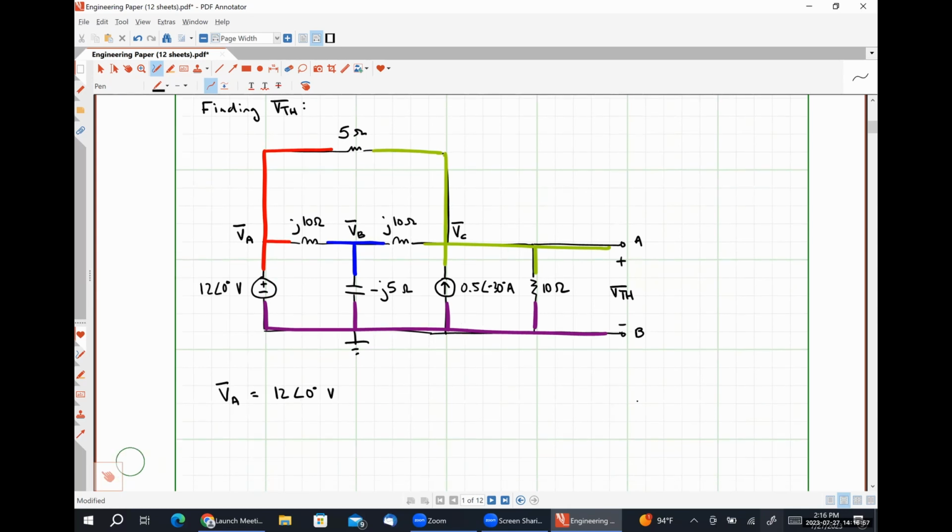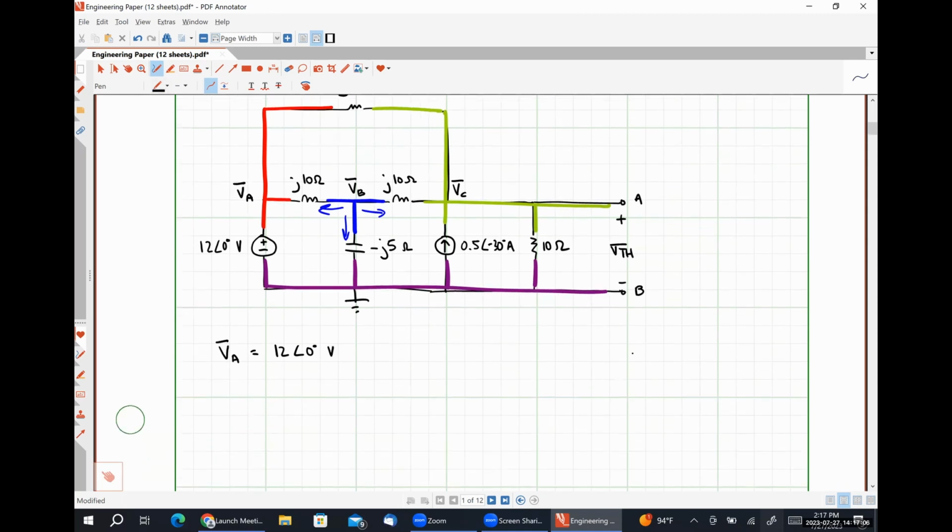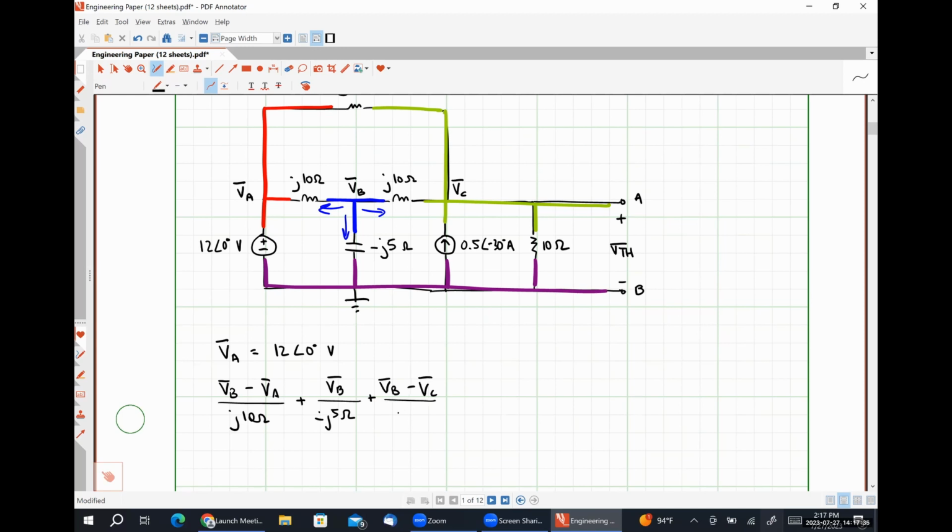Moving along, performing KCL at node B, I'm going to be adding this current plus this current plus this current together. So that's going to look like VB minus VA divided by J10 ohms plus VB divided by minus J5 ohms plus VB minus VC divided by positive J10 ohms. And I'm going to set this equal to 0.